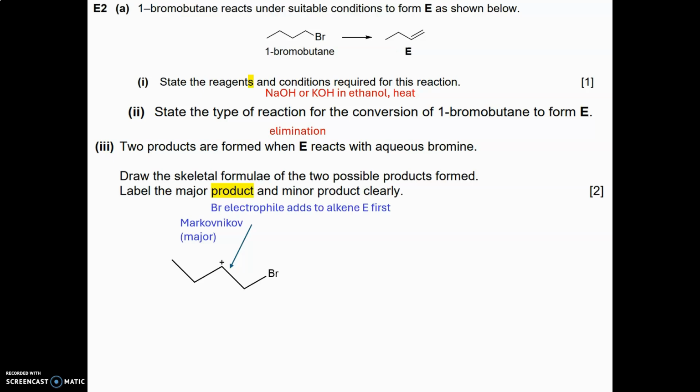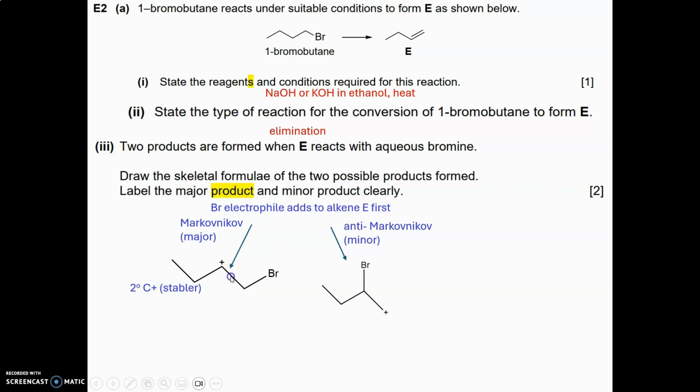If it adds following Markovnikov's rule, that means the bromine will go on carbon 1, which means that the positive charge is on carbon 2, and this forms a secondary carbocation which is more stable because there are more alkyl groups bonded to the carbon bearing a positive charge, which will disperse the positive charge via the inductive effect. On the other hand, if we don't follow Markovnikov's rule, that means that your bromine will add to carbon 2 and the positive charge lies on carbon 1.